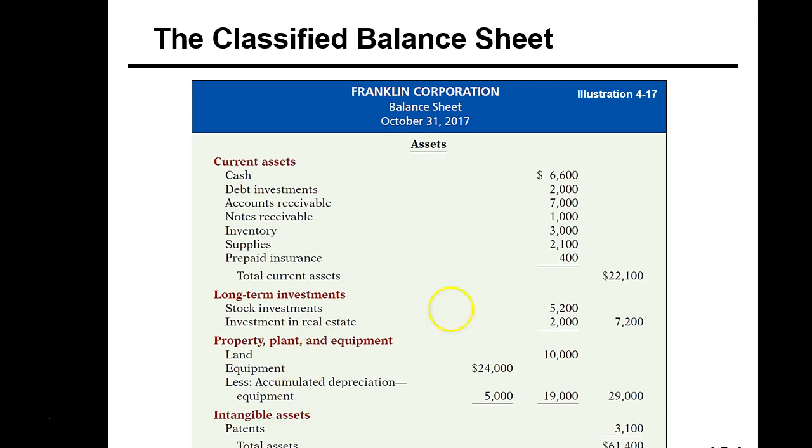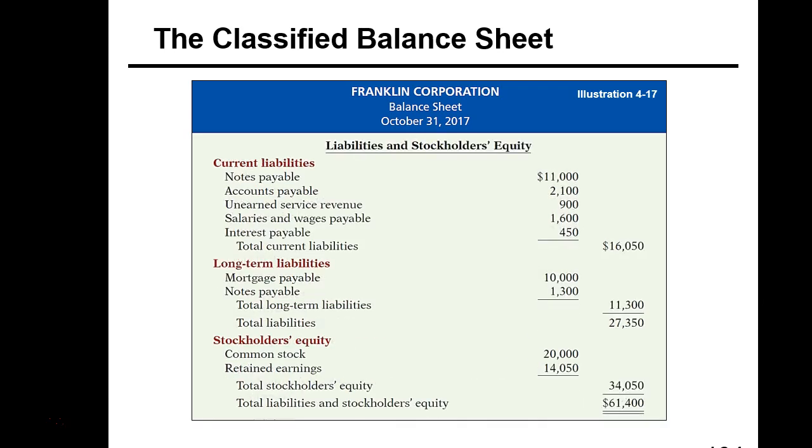Notice that each of these categories has a subtotal: for the current assets, for the long-term investments, what we call PP&E, property, plant, and equipment assets, as well as the intangible assets. Each category has its own subtotal to get the total assets on the classified balance sheet. And we're going to go through these different categories in a few minutes.